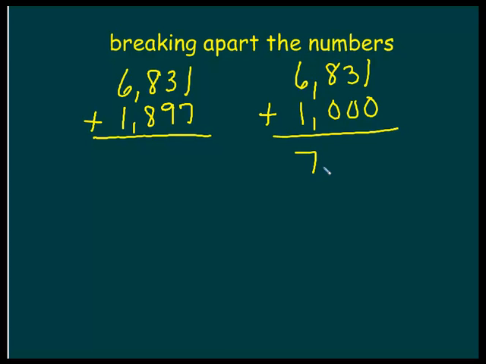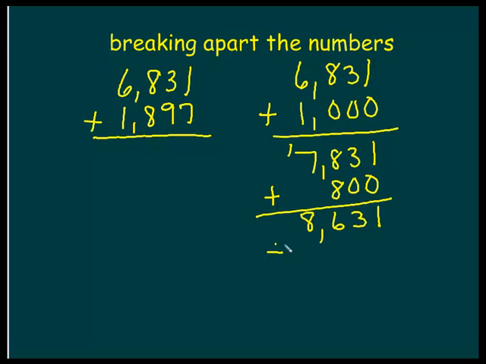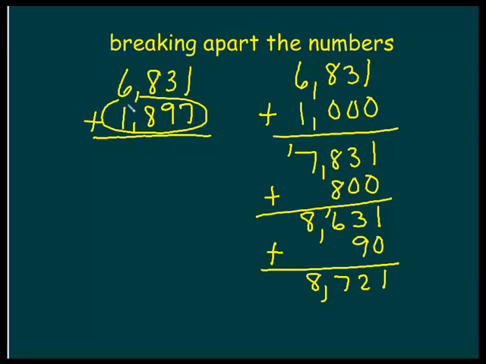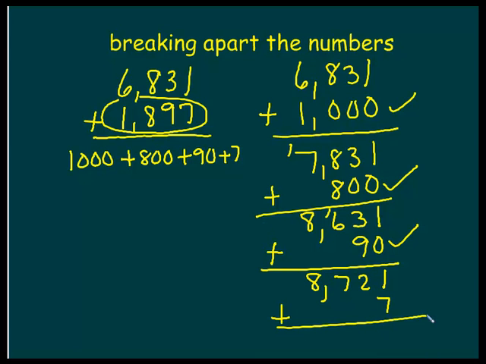and that gets me at 7,831. Then I still have 800 I'm going to add in. And I have 90 to add in. So now I'm at 8,721. So technically what I'm doing so far is I've broken this apart to 1,000 plus the 800 plus the 90 plus the 7. So I've added in the 1,000, I've added in the 800, I've added in the 90, and now I'm going to add in that last piece, which is the 7, to get my final sum.